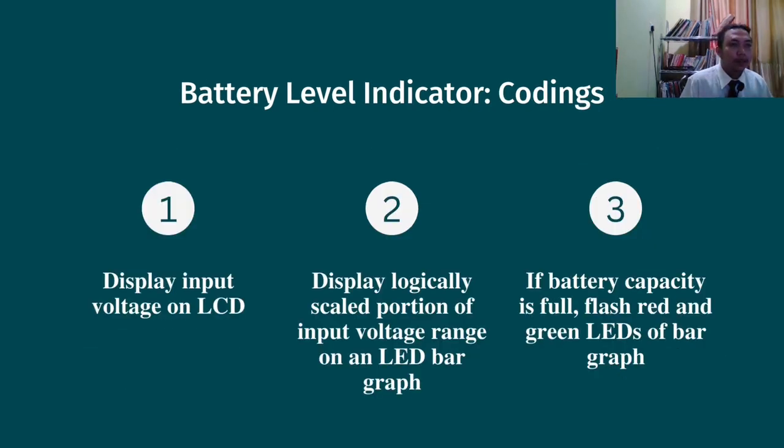The workflow process for the battery level indicator is described by this coding sequence, which is: one, to display the voltage on the LCD screen. Next is to display the logically scaled portion of the input voltage range on the LED bar graph. And thirdly, if the battery capacity is full, it will flash red and green on the LED bar.